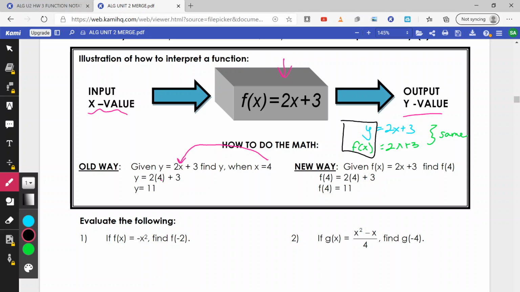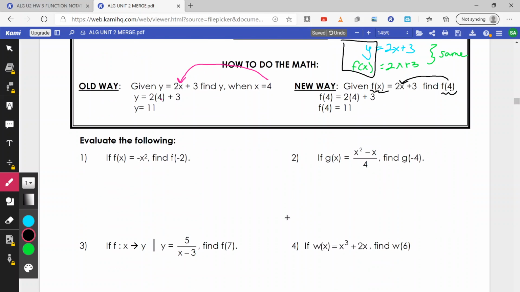To find f of 4, I compare what we're asked to find with how my equation begins. And I take a look at it, I ask myself, what got replaced? So inside parentheses, we have an x for our equation. Inside parentheses here, we have a 4. The x got replaced, so this tells me everywhere there is an x in our problem, I'm going to put that 4. So 2 times 4 plus 3, and I get 11.